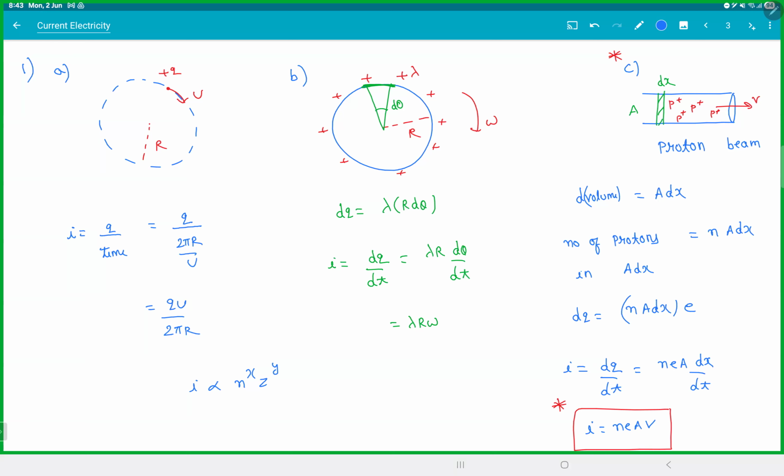Do you guys remember the atomic structure results? Radius is proportional to what? 0.53 angstroms n square by Z. What is velocity proportional to? v is proportional to Z by n. Do you guys remember atomic structure? We have to put these in and then solve it. So you need to know these proportionalities. If you don't know this, then you're gone. Getting it? How they got connected, atomic structure results with current electricity. So that is how the question will come. No one will ask you this question, this is easy. Clear? Next one.